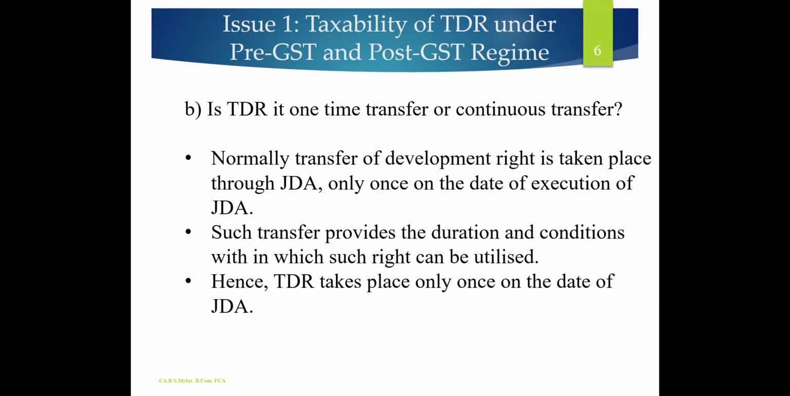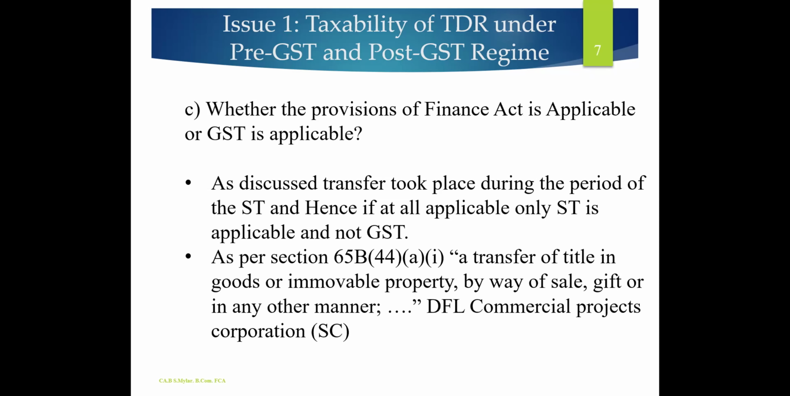The next question, which I said, is whether it is a one-time transfer or a continuous transfer. Even if the effect of JDA may be continuous, because once the development right is transferred, the developer may enjoy the continuous right to develop the land, the transfer took place only once, that is on the date of JDA. The effect may be to use over a period of time, but legally the date of transfer is nothing but the JDA date. Then again, we need to see, once we decide that the transfer took place on the JDA date, the JDA has taken place before the GST period.